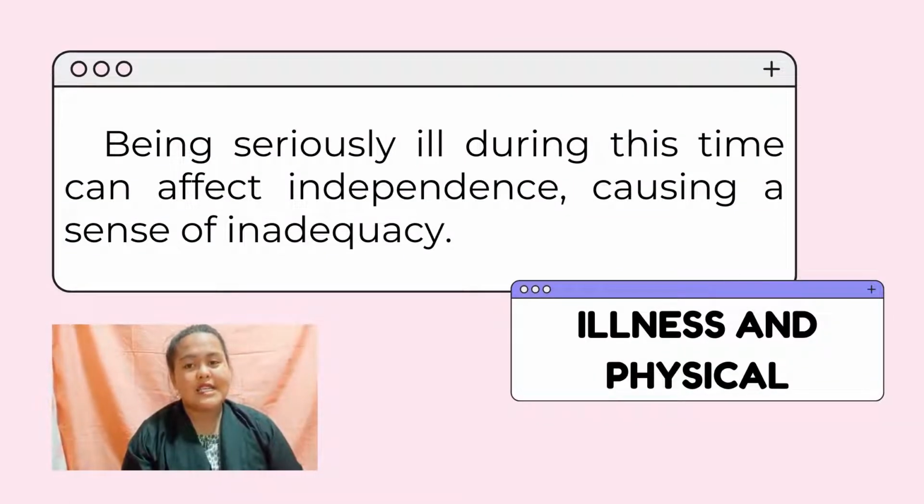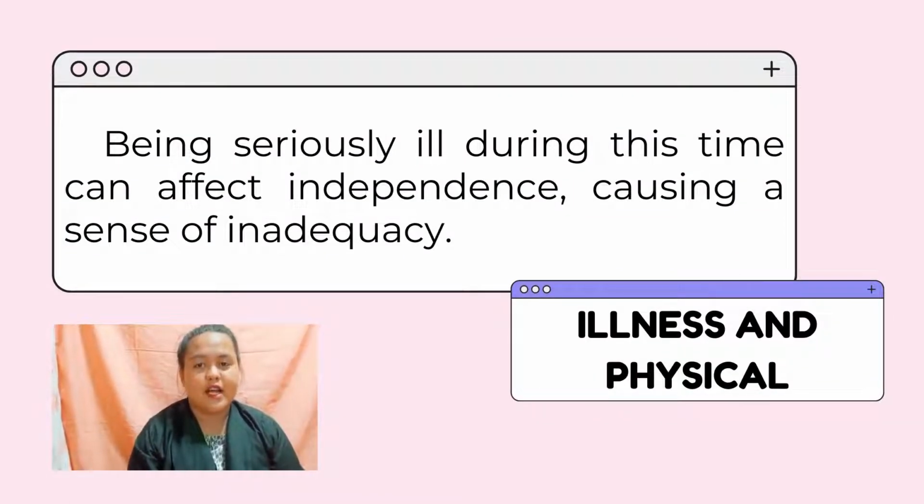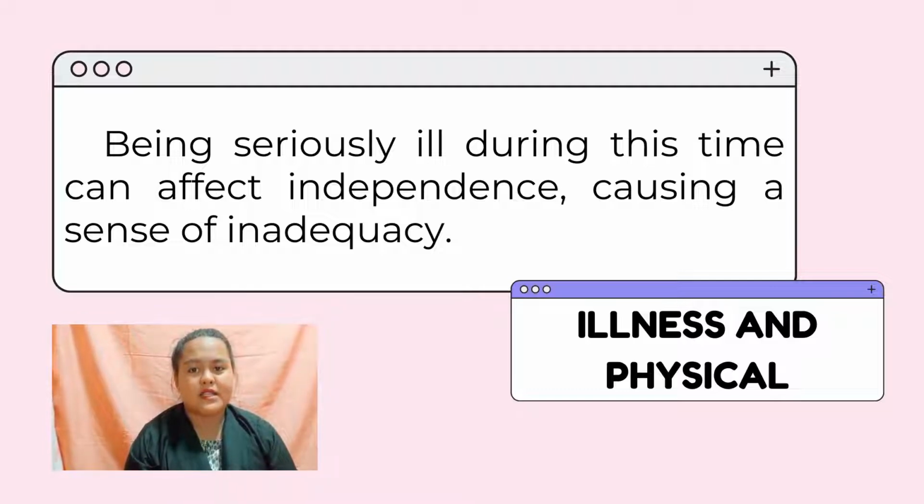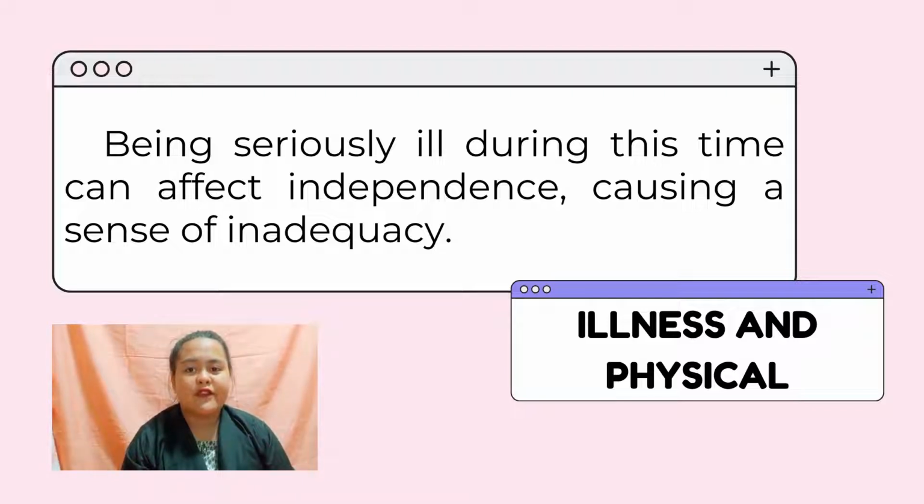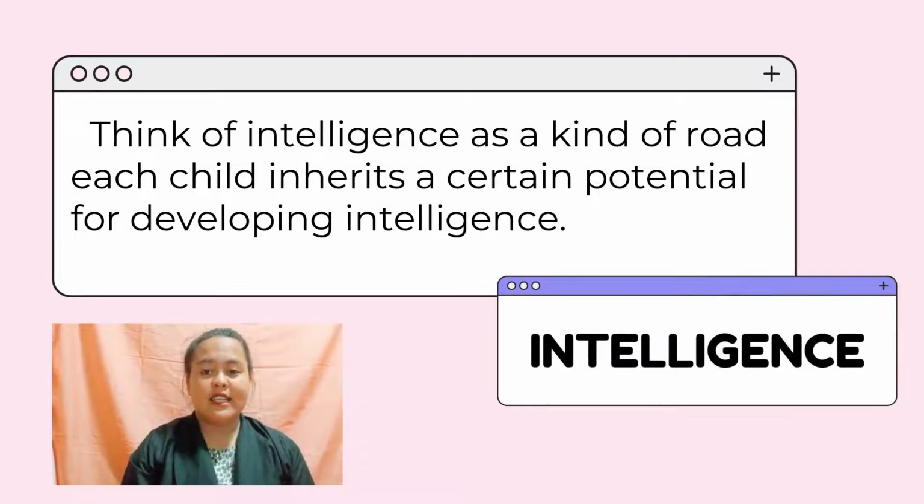Fifth is the illness and physical. Being seriously ill during this time can affect independence, causing a sense of inadequacy and development of poor self-esteem if scholastic skills are not mastered. Sixth is the intelligence.